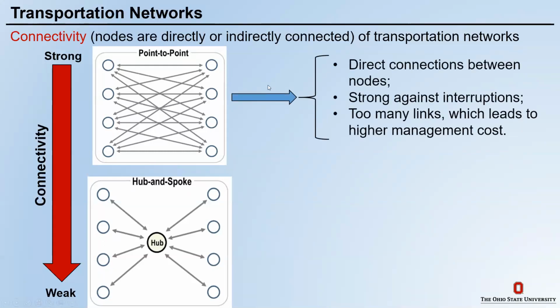And for this point-to-point network, direct connections between nodes mean connectivity is very strong, right? This network is strong against interruptions, of course, right? Because all those nodes from the 2 groups are directly connected to each other. Even if one or some of them are not working, the network is still well, not very seriously affected, which means for point-to-point network, the resilience is very strong. But the disadvantage is that there are too many links, which leads to higher management costs. Not only management cost, all cost is high because you need to invest in all these links.